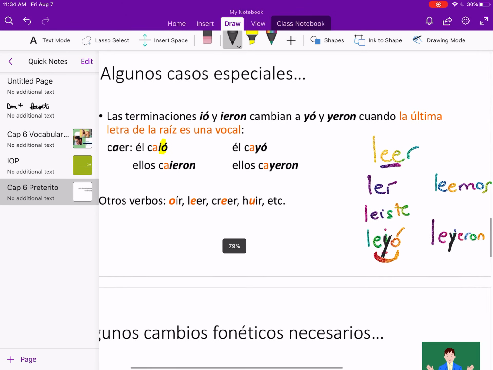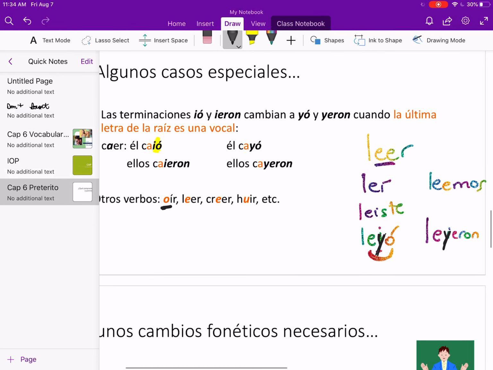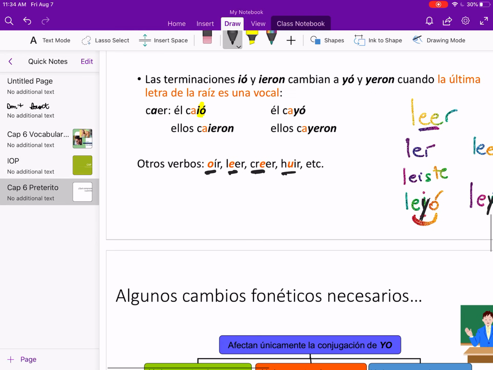See? And what verbs are like that? Oír, to listen, leer, to read, creer, to believe, huir is to run away. See?